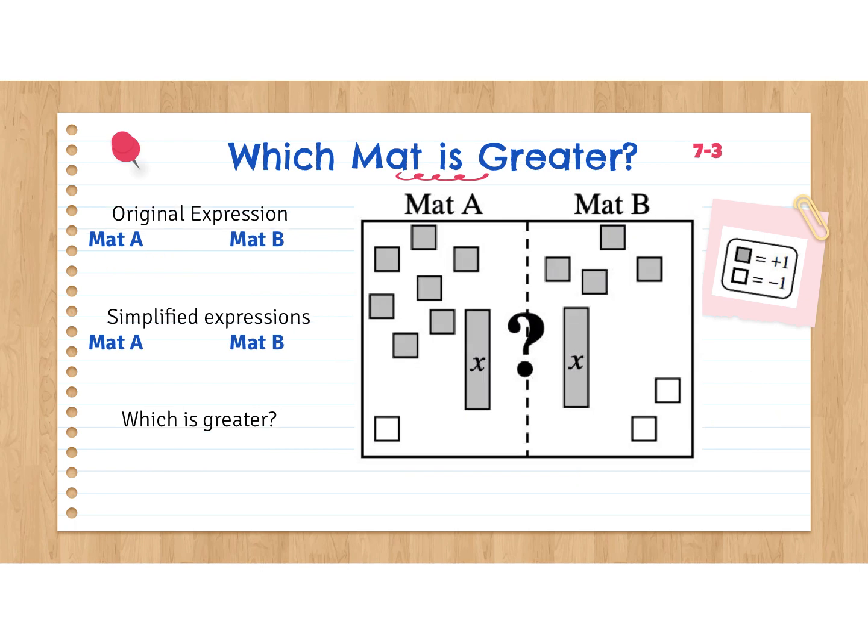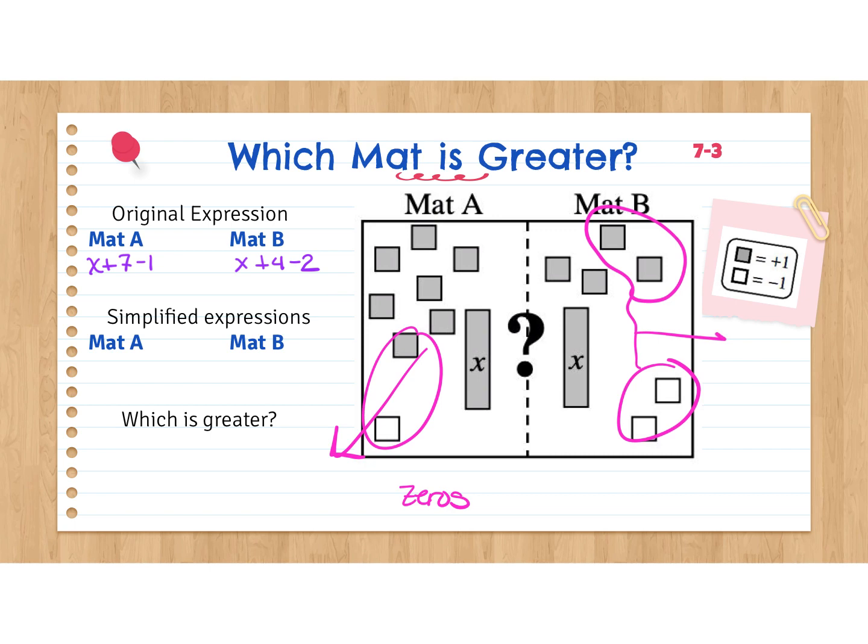Okay, so again, we're going to start by writing down what is on expression mat A. We have an x plus 1, 2, 3, 4, 5, 6, 7 minus 1. And on mat B, we have another x plus 4 minus 2. I'm going to make my key. I have my zeros. Let's start there. I can take away, that's a 0 pair. And I can take these 2 and those 2, and I can remove them also. Then I'm going to go after my balanced sets. I can get rid of that x. I can get rid of that x. I can take those 2 off, and I can just take off, I'll just do those 2.